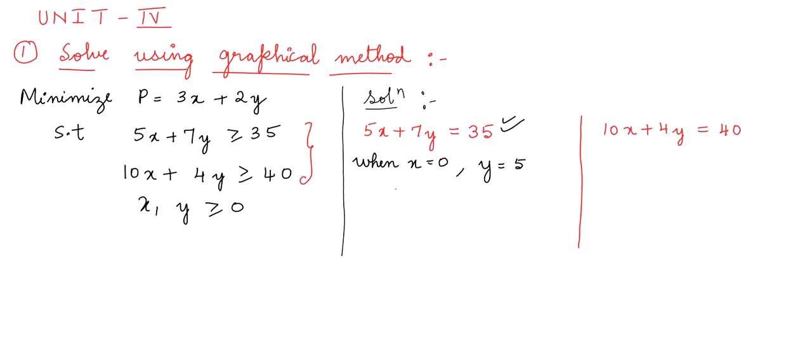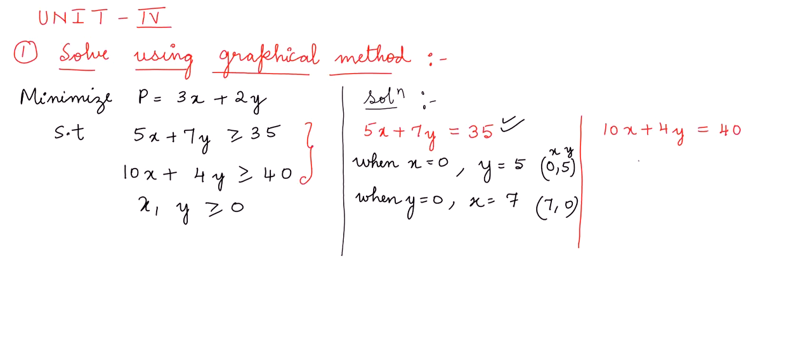Then when y is equal to 0, what is the value of x? x is equal to 7. So the first pair of points here is 0 comma 5, where this is x and this is y, and the second pair is 7 comma 0. First write the x value, then the y value.